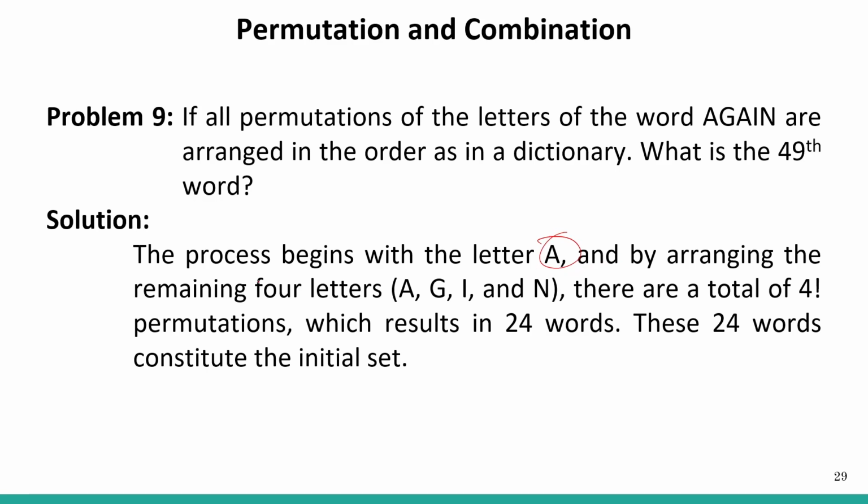So in alphabetical order A comes first. By arranging the remaining 4 letters A, G, I and N, there are basically a total of 4 factorial permutations, which results in 24, because 4 into 3 into 2 is 12 into 2, that is equal to 24, right? So these 24 words constitute the initial set.